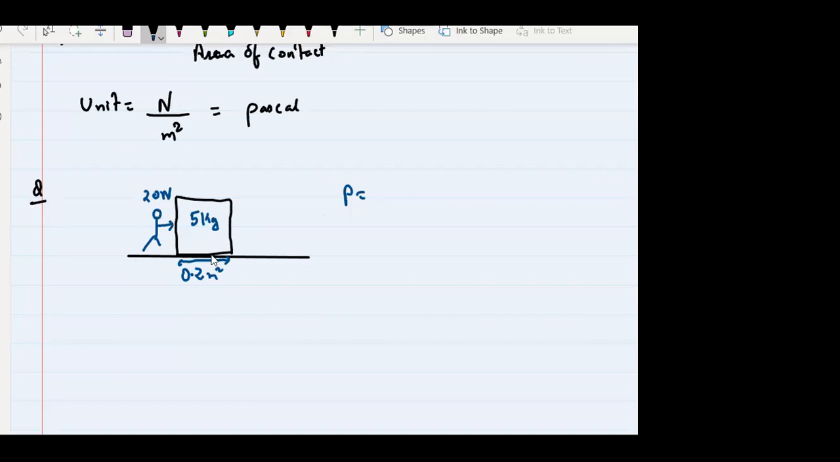I'll explain the question once again. We have a mass of 5 kg, which is kept on a table or surface, having the area of contact as 0.2 meter square. The boy is pushing it with a force of 20 Newton. What is the pressure exerted by the box on the ground? Very good, Madhur. Correct. Pressure is perpendicular force by unit area. Yes or no?